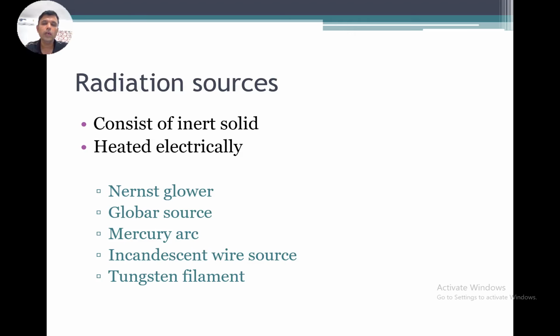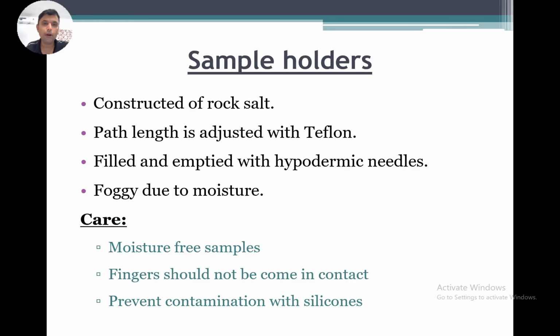One more thing, what are the main requirements of these radiation sources? First of all, it should produce an intense, stable radiation. That is the main requirement, because it should produce sufficient intensity. That is the main important thing. And also the lifespan of the radiation source is important. So the Nernst glower and globar source are the major sources used in IR spectroscopy. So we can move to the next slide, that is the sample holder. The next major component is the sample cell.